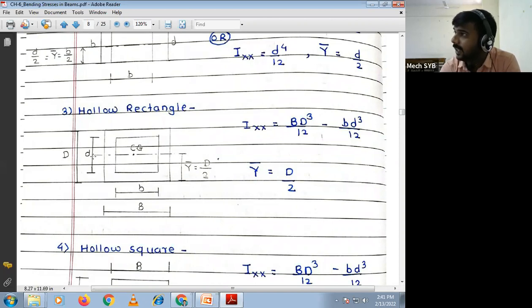And write down their formulas and understand the meaning of the formula. Ixx is equal to capital BD cube divided by 12 minus small bd cube divided by 12.